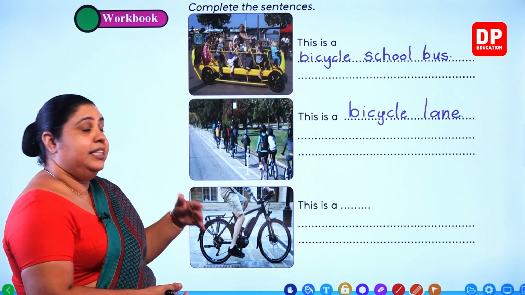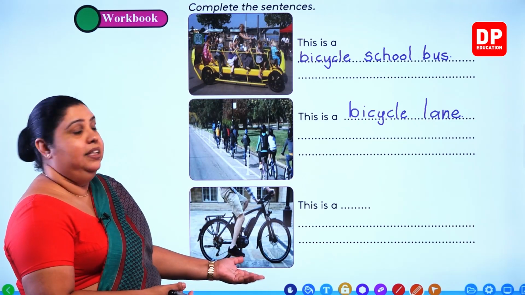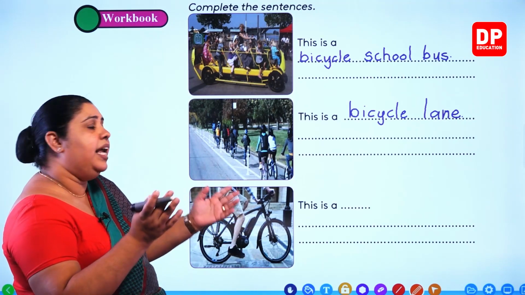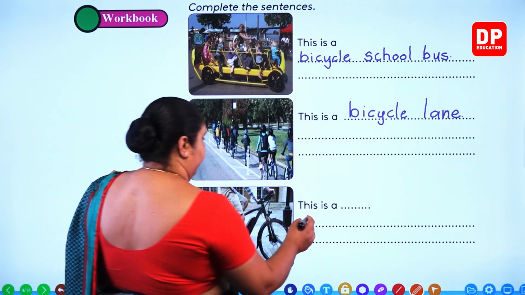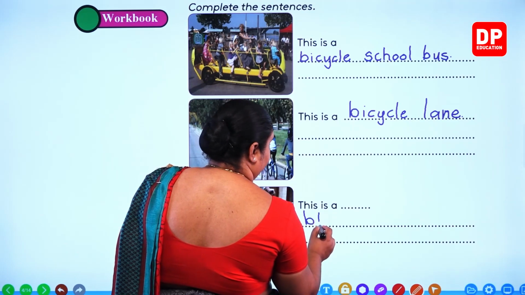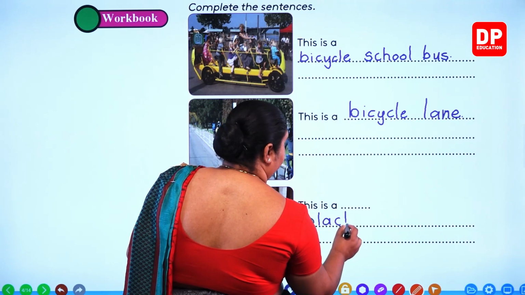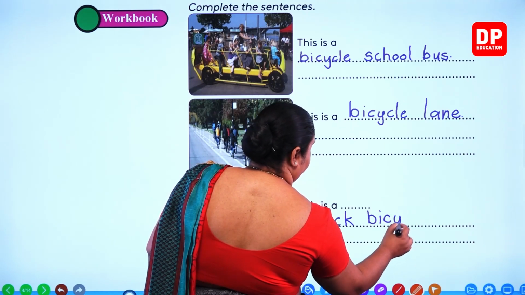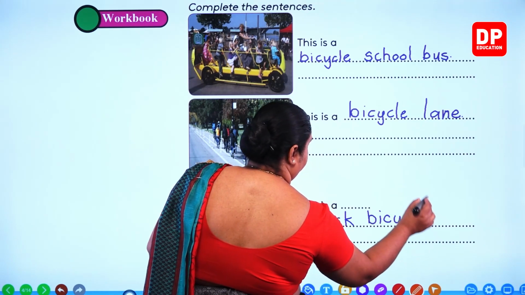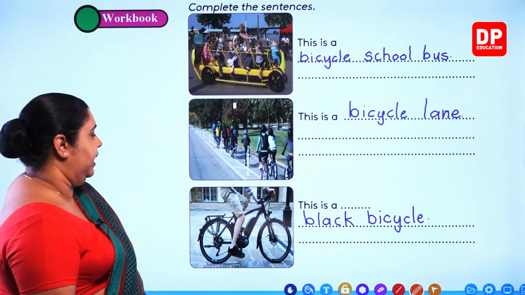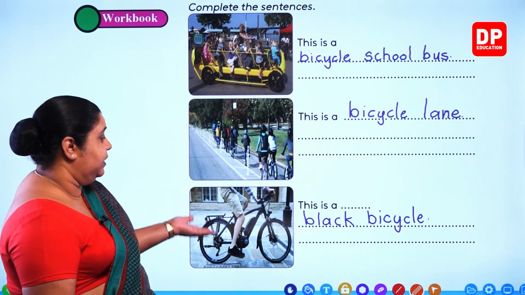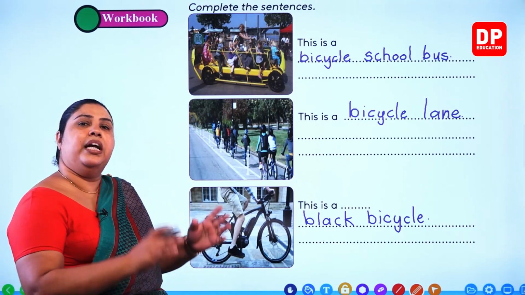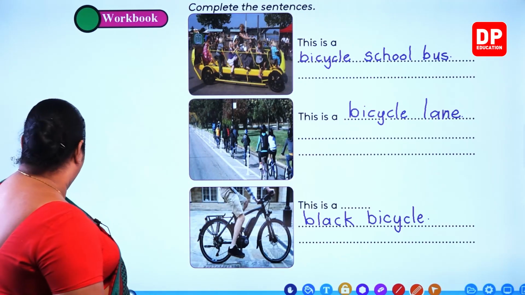Or you can say this is a black bicycle. This is a big bicycle. You can say anything. This is a, let's say, black bicycle. Right, this is a black bicycle. Or you can say, this is my brother's bicycle. This is my father's bicycle. You can think of anything and you can write.